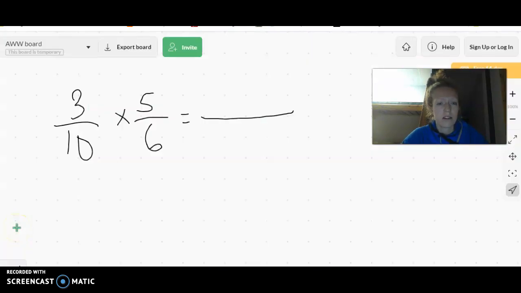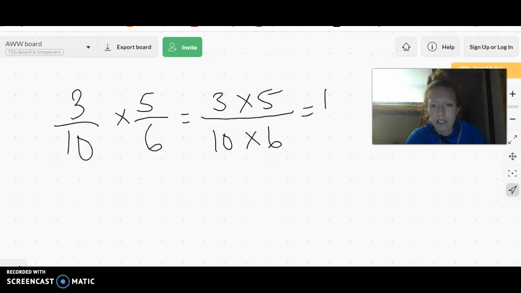All right, so we're multiplying 3/10 times 5/6. Remember, we want to set them up on the top. 3 times 5 equals 15. 10 times 6 equals 60.